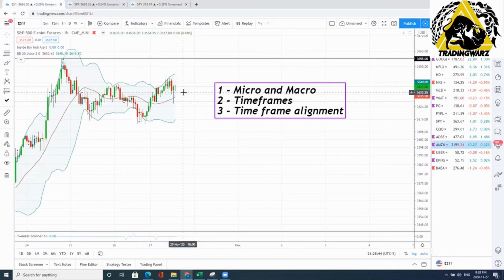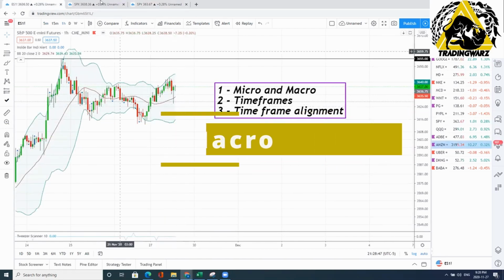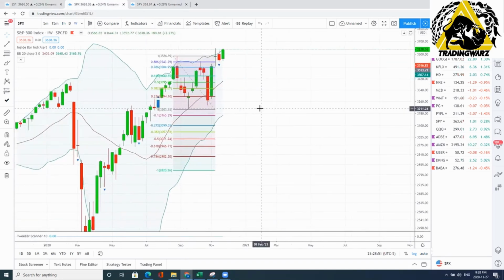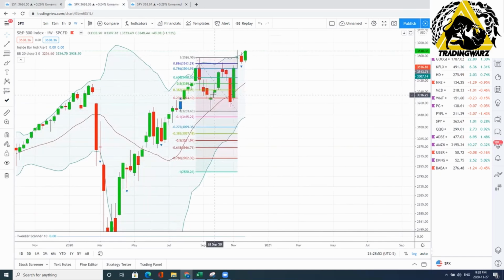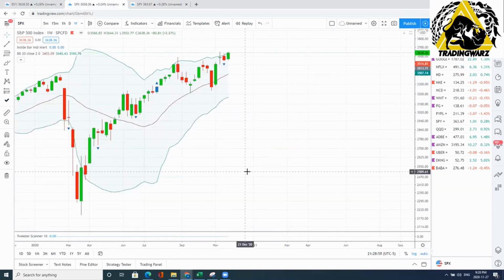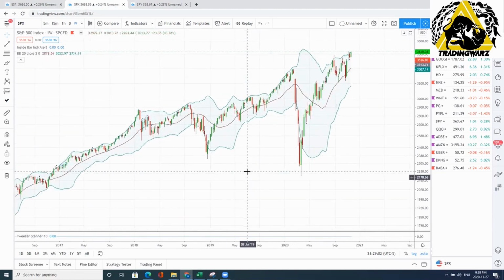Okay, now let's go back to our topics. So the next one is the macro. So how do we apply Fibonacci to higher time frames? Well, I'm on the weekly chart here for the SPX, and I wanted to show you guys how you can use this on the weeklies, and I also want to talk about time frame alignment. Okay, so time frame alignment is also very important.